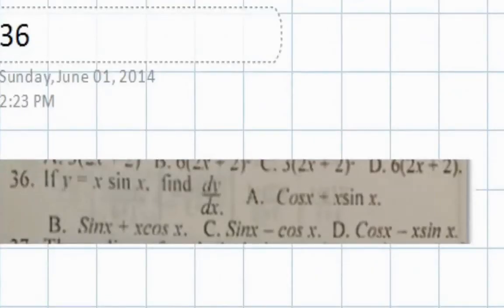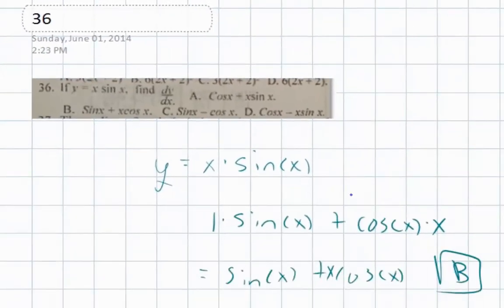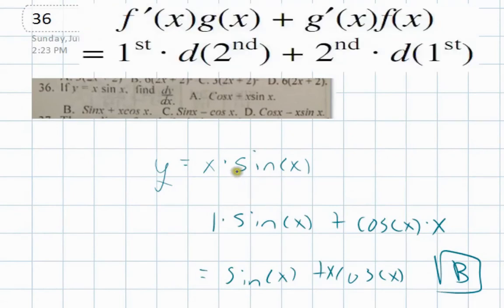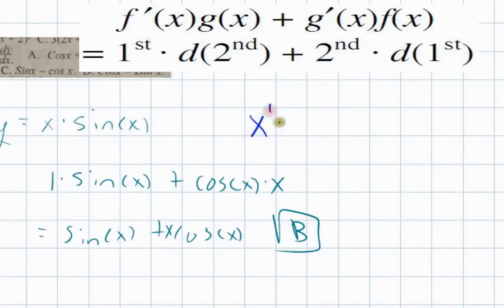Question 36 says if y is equal to x times the sine of x, find dy dx. So for this one, we have to use the product rule. And so that says that we're going to take the derivative of the first part and multiply it by the second part left alone. Then we're going to take the derivative of the second part and multiply it by the first part left alone, which sometimes will be written like this. It'll be x prime times y plus y prime times x. So here we go.